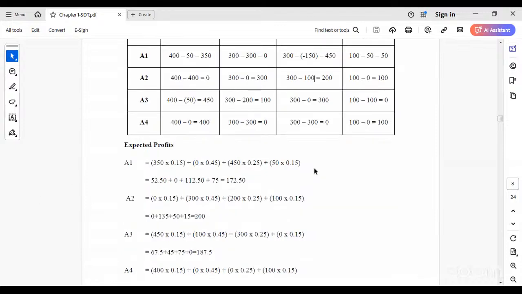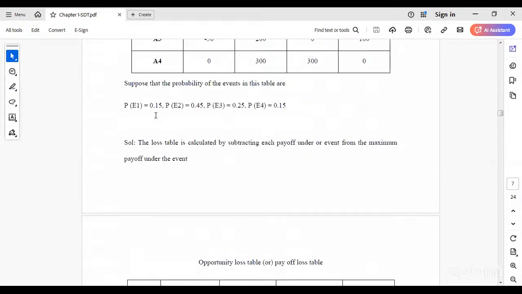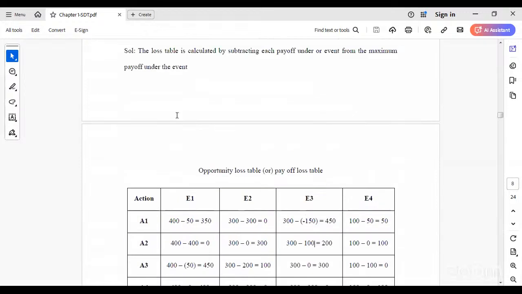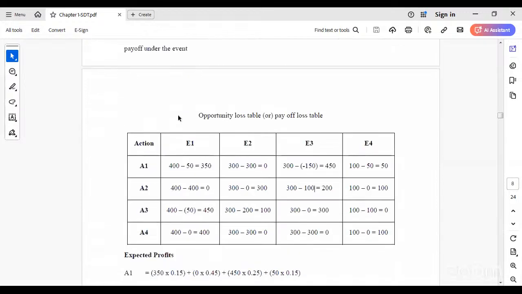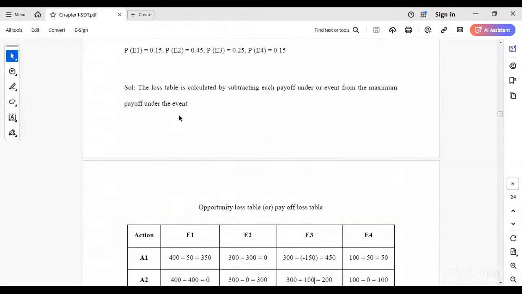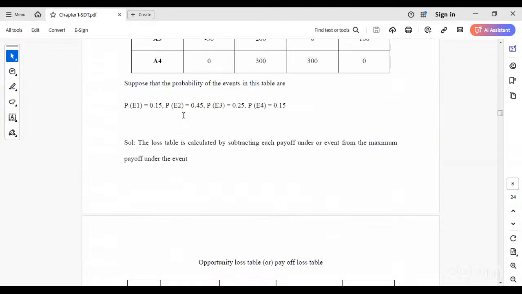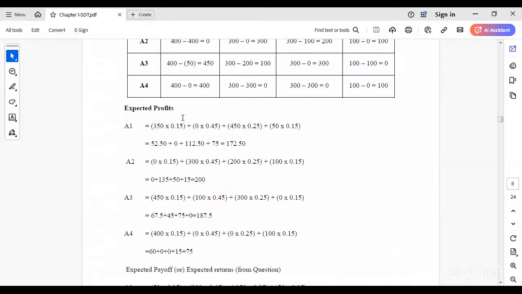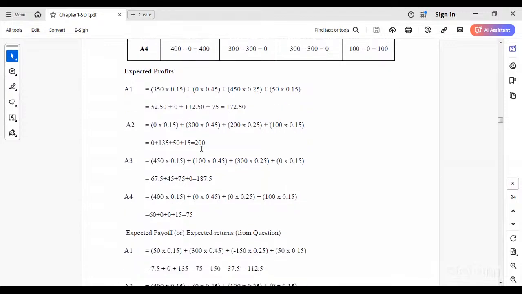The next is A1, A2, A3, A4. The probability values are given. After getting the result, for example, we got 350 here: 350 into 0.15. Then 0 into 0.45. Then next 450 into 0.25. Then 400 into 0.15. In this way, you have to get all the values.